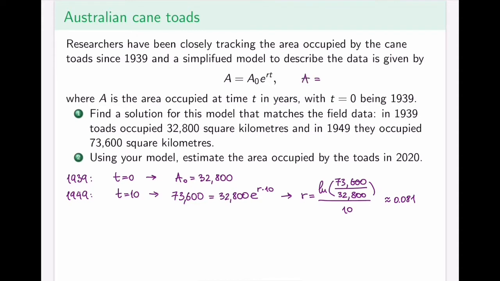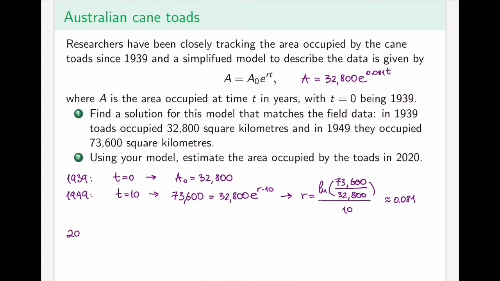Okay, which means that now I know all of the constants in my model, and I can rewrite this as A of t equals 32,800 e to the power 0.081t. I can see that this is indeed a growth model because the value for R is positive. And with that in mind, I can approach the second part of the question, which says: now using my newly discovered model, estimate the area occupied by toads in 2020, with the assumption that the model from the 30s and 40s still works, so with no great changes to the environment.